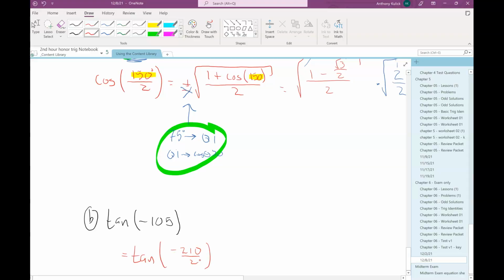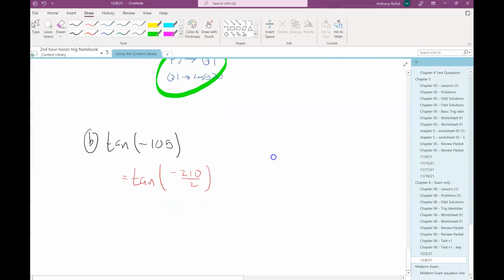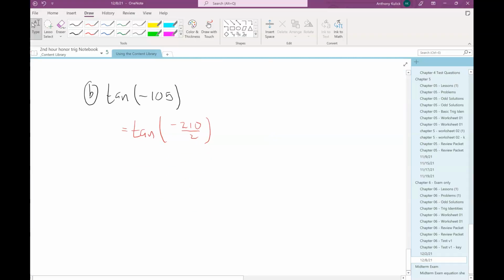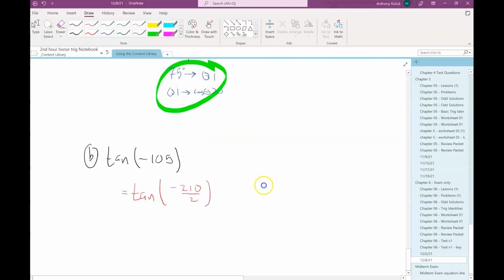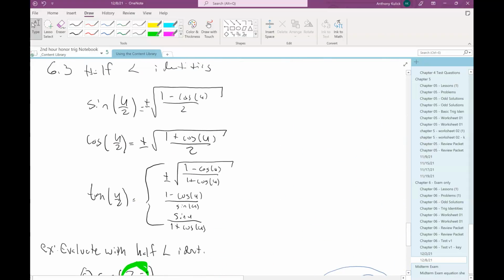Okay. Now remember, for the half angle identities for tangent, there were 3 of them. Let's go back and look at them. There are 3 listed. Which one would be the easiest for us to deal with? Do you want the one with the radical and the plus and minus? No. Which one do you want between 1 minus cosine u over sine u and sine u over 1 plus cosine u? Which one's going to be the easier one to deal with?